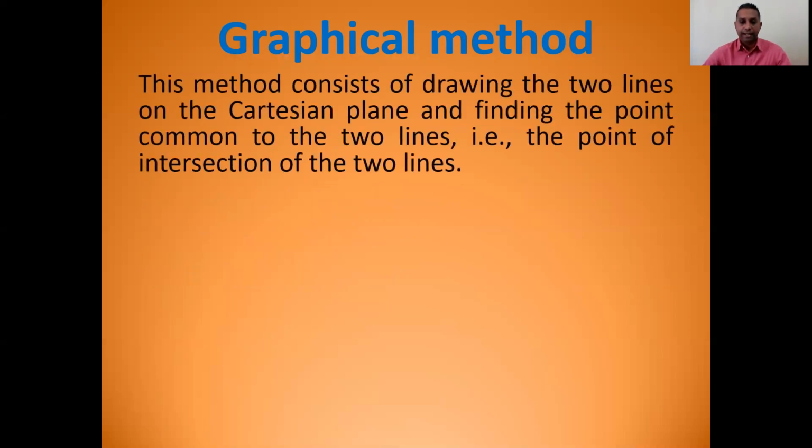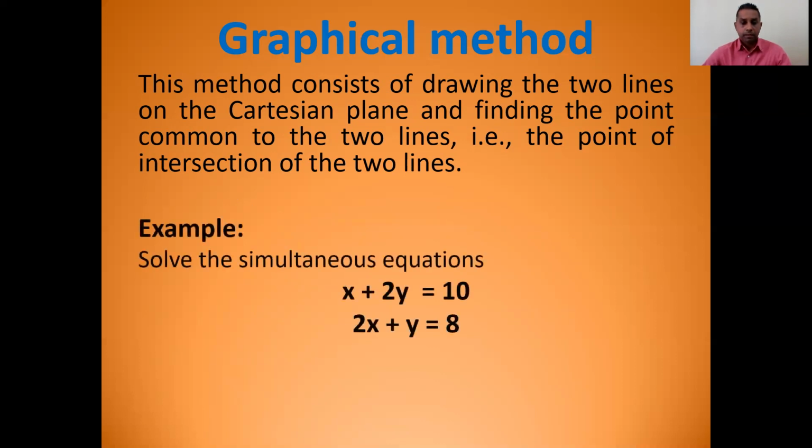The graphical method. As the name suggests, this method consists of graphs. In fact, we will draw the two given lines on the Cartesian plane and locate the point which is common to both lines, that is, the point of intersection of the two lines. If this appears to be complicated, let us consider an example. Solve the simultaneous equations x + 2y = 10, 2x + y = 8.